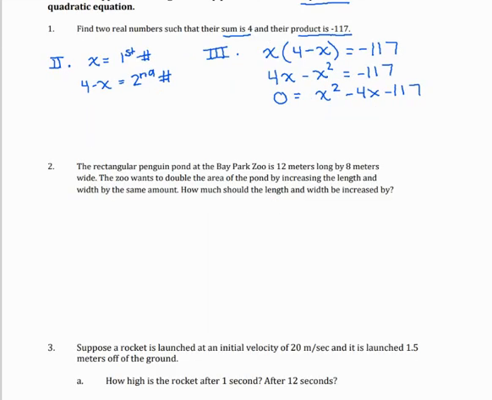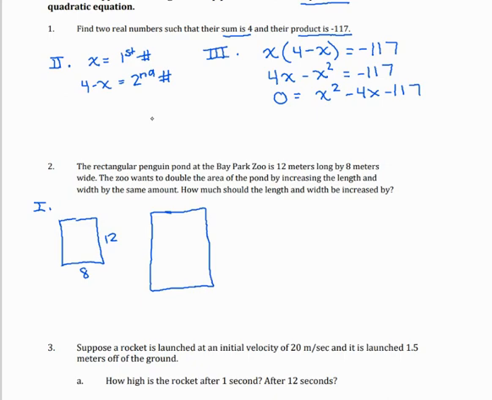Let's set up number 2 as well, and I'll let you finish solving that. So this time we have a rectangular penguin pond at Bay Park Zoo. It's 12 meters long and 8 meters wide. Okay, so this one, for step 1, I would say let's draw a picture. So for our first scenario here, we have 12 meters long and 8 meters wide. We want to double that area of the pond by increasing the length and width by the same amount. So now we're going to have this new rectangular pond where everything is doubled.